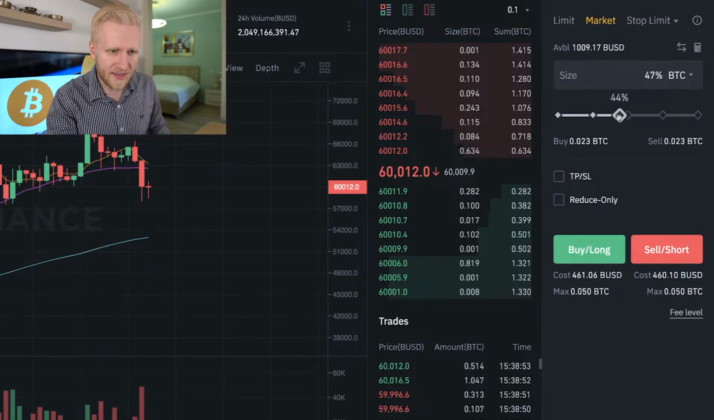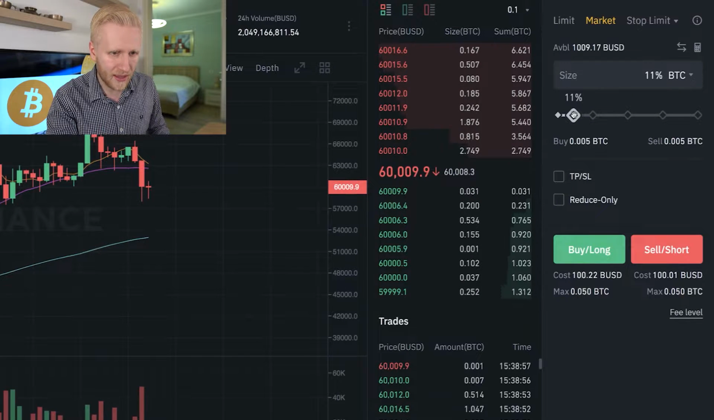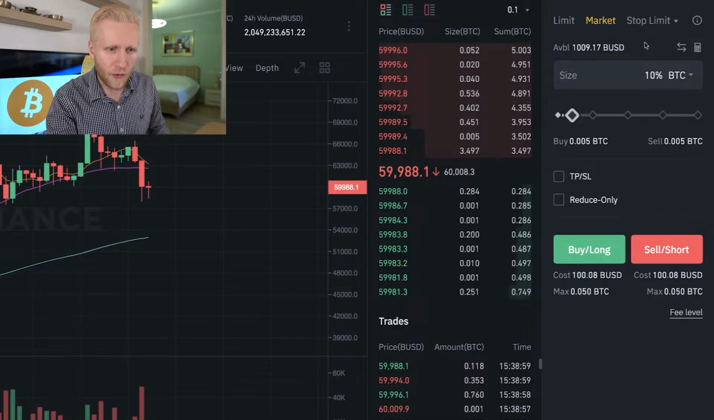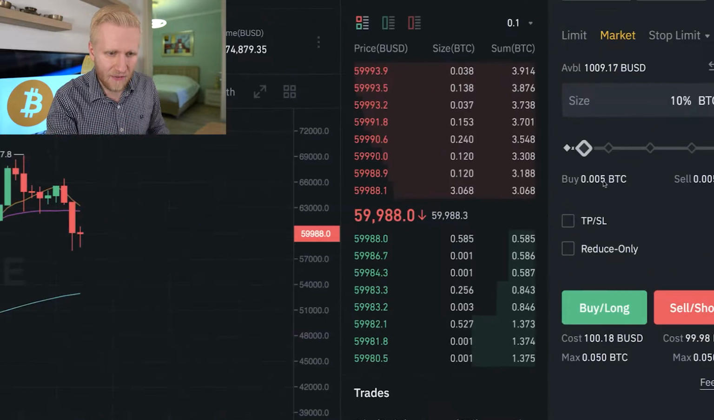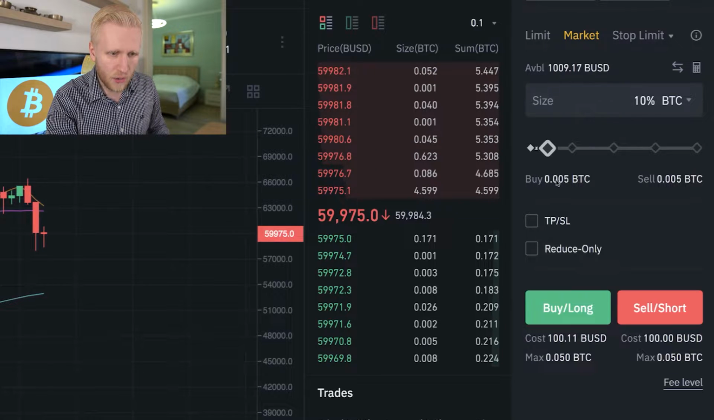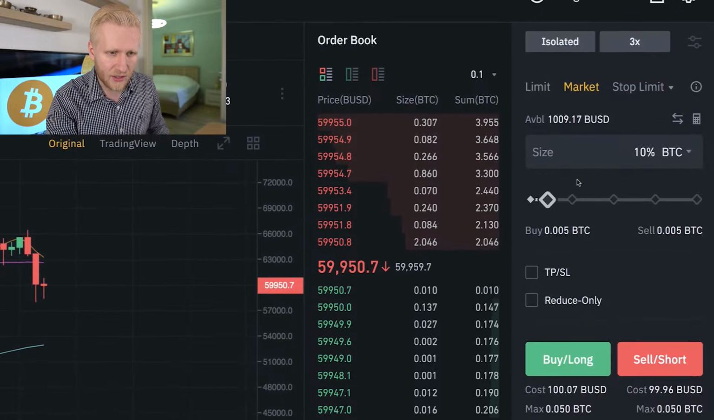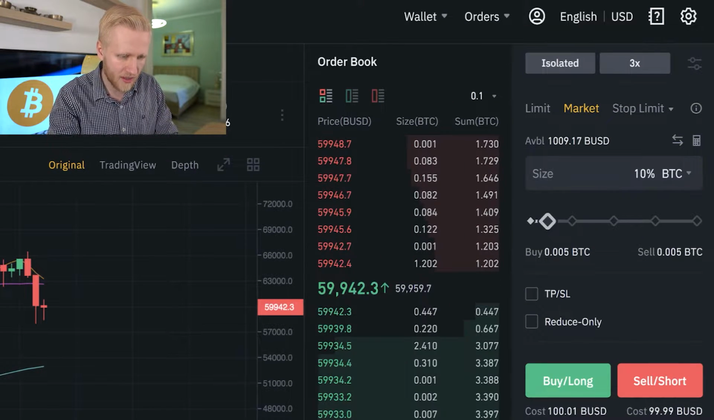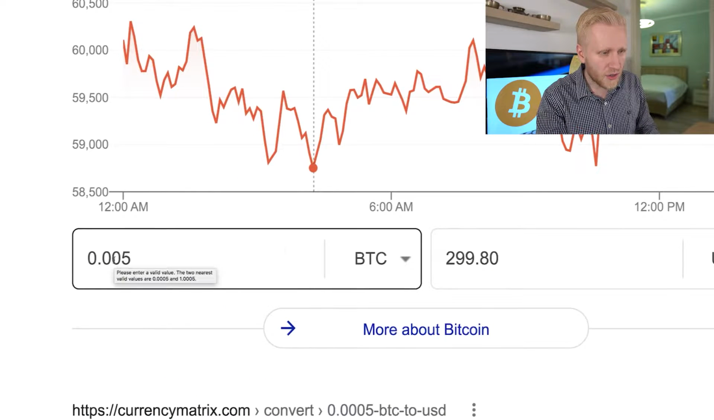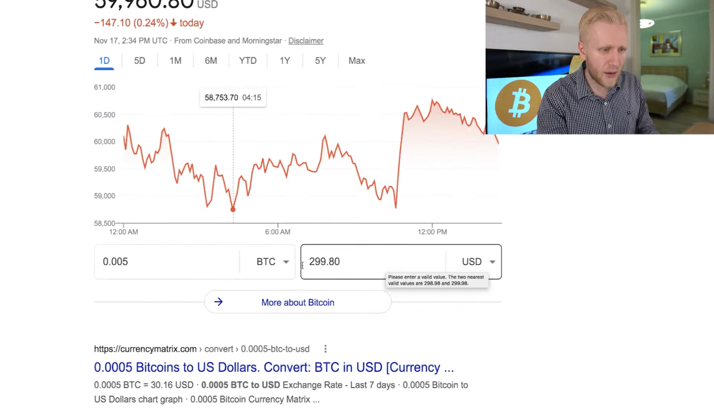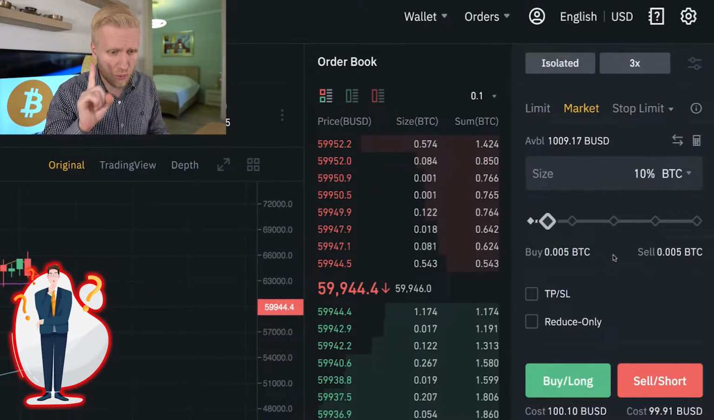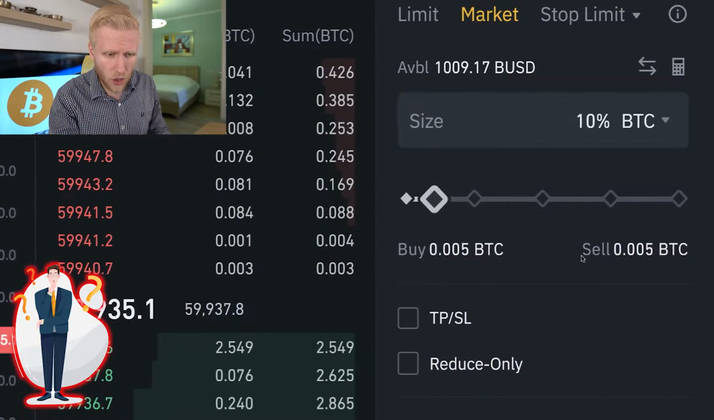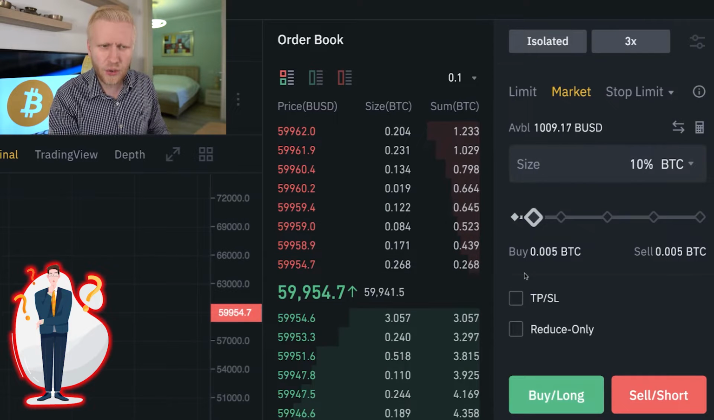And let me set up a small one right here to give you an example. So now, with around 100 BUSD, you can see that I will be buying 0.005 BTC. Let me show how much that is in dollars. You can see that 0.005 BTC is around $300. So now you are asking, hey Rope, how are you able to buy $300 worth of BTC with just $100? How are you able to do that?